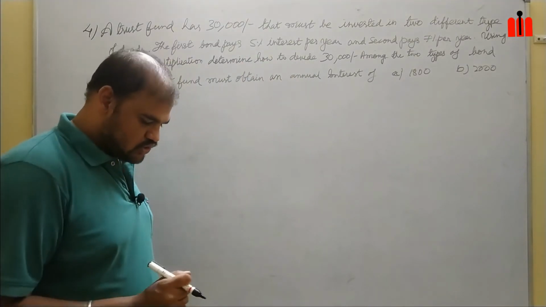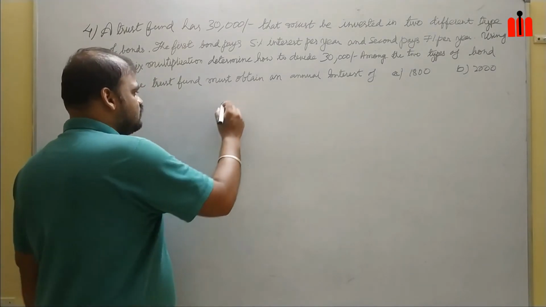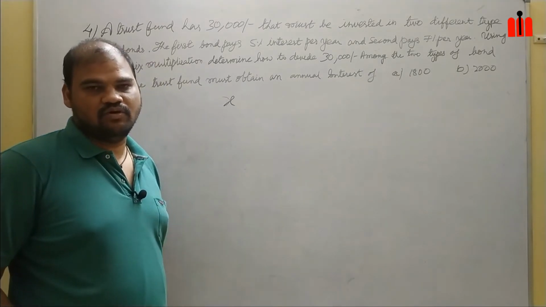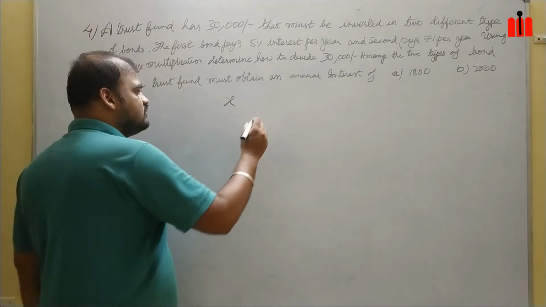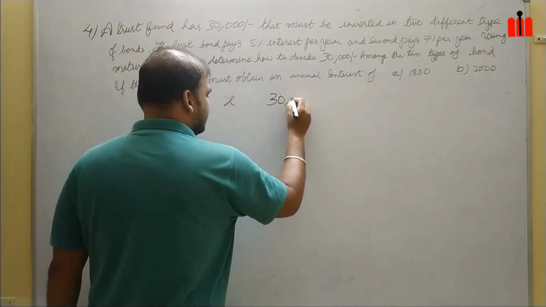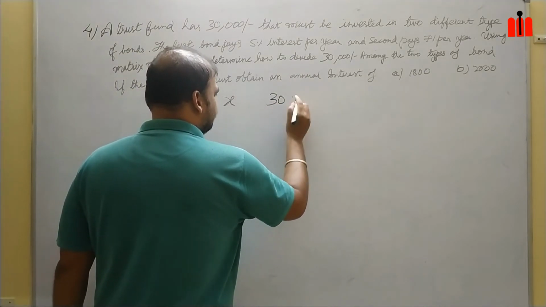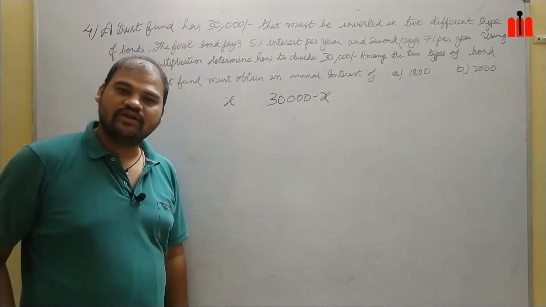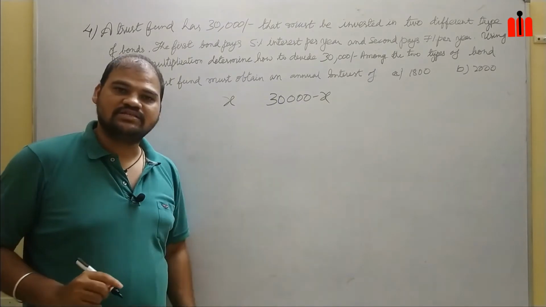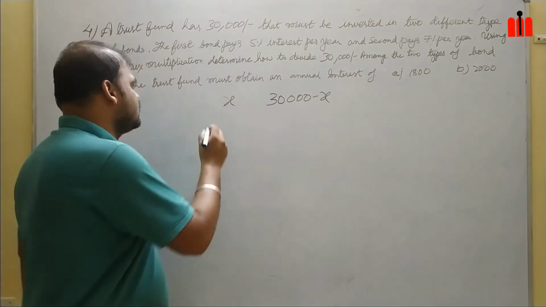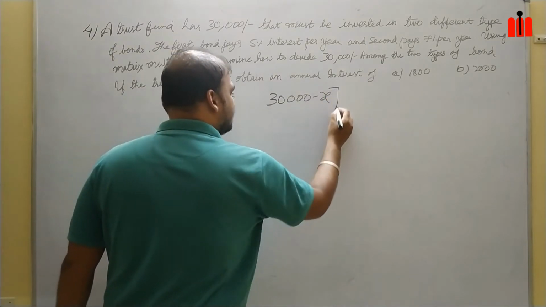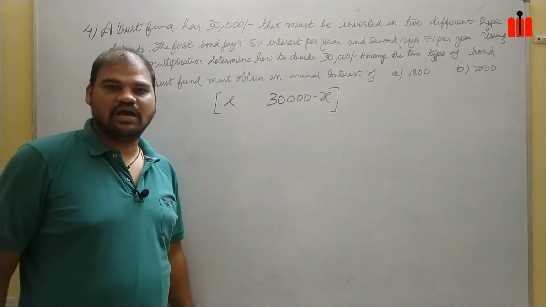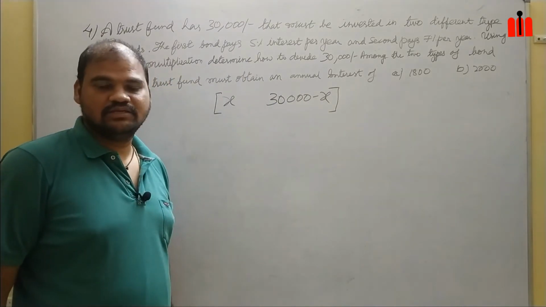Okay, so let us suppose that X is the amount which is invested in the first bond. Then how much will be invested in the second bond? It will be 30,000 minus X, because X is invested in the first, then 30,000 minus X will be invested in the second. This will be my parts of the fund matrix.